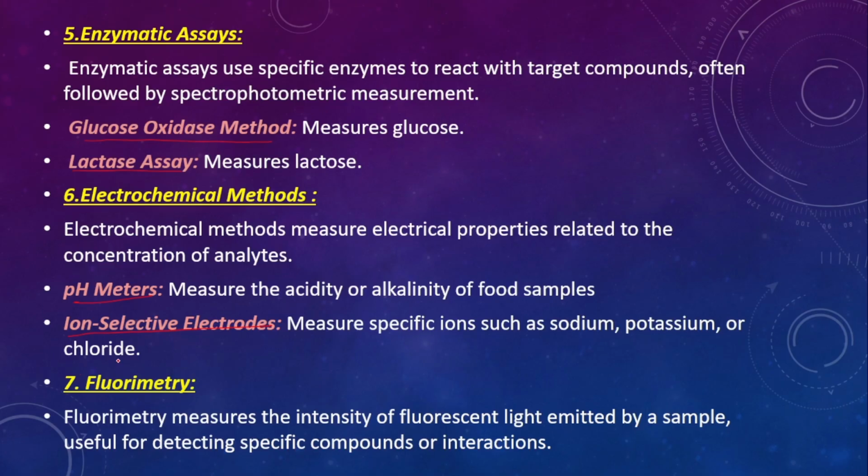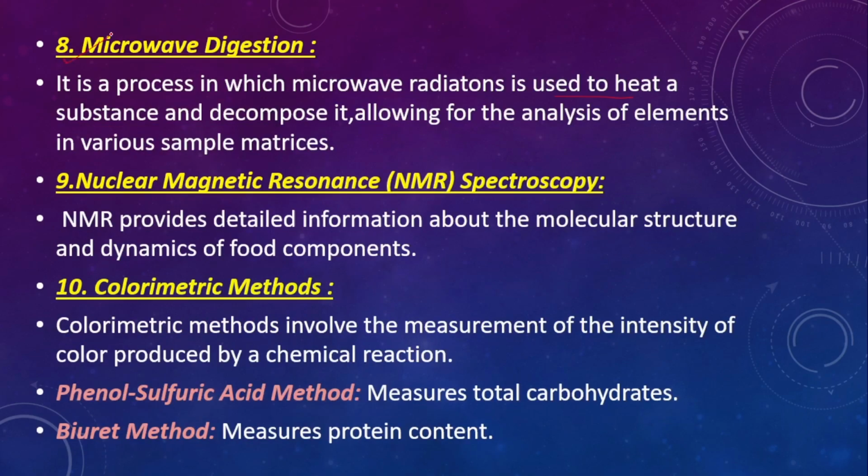This technique is applied in monitoring food quality, detecting adulteration and measuring spoilage indicators like microbial metabolites. It is commonly used for vitamin analysis, for example riboflavin, and ensuring compliance with nutrient labeling. Fluorometry offers quick, non-destructive testing with high precision, making it a valuable tool for food safety and quality control. Now coming to microwave digestion.